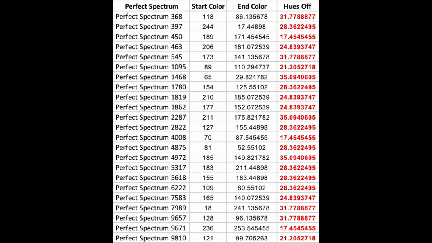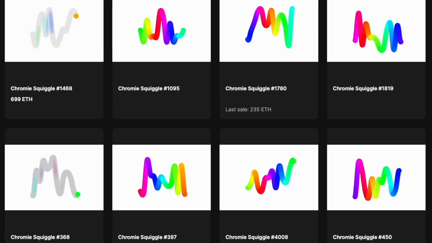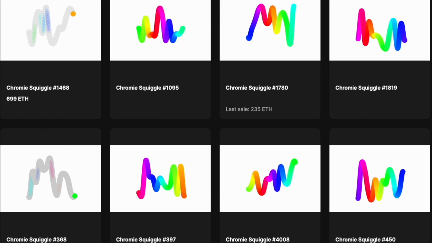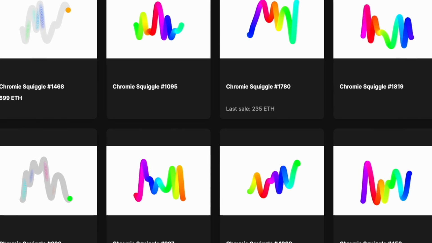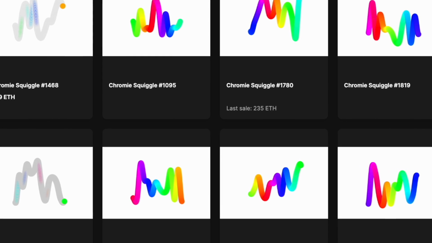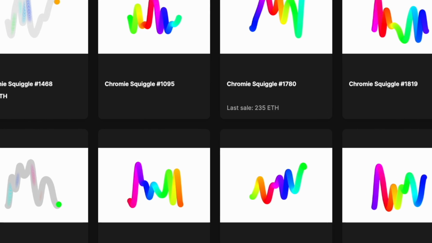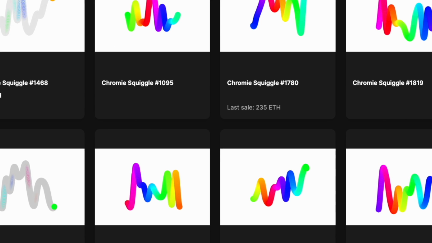It means the perfect spectrums we have today are not perfect. Their start and end colors are significantly off from 255, as you can see in the example data below. The original perfect spectrum squiggles still carry exciting and important historical provenance, and one could argue that they are true perfects because they are what was defined by Snowfro to be perfect. And ultimately, this is what truly matters.